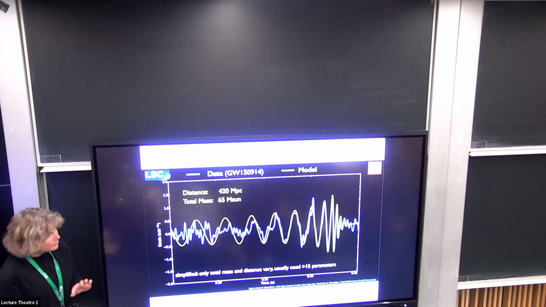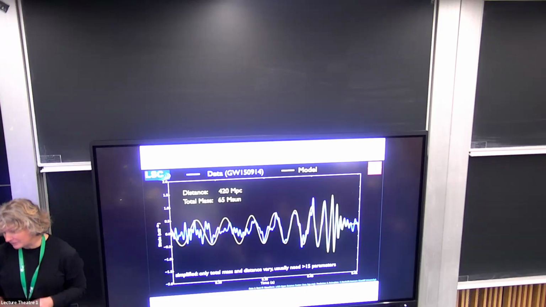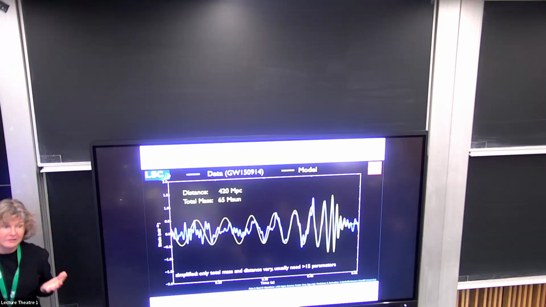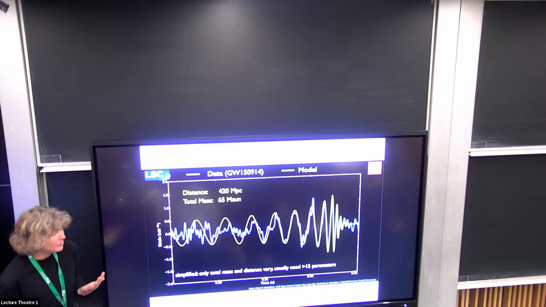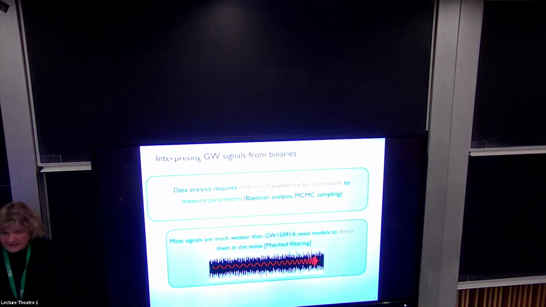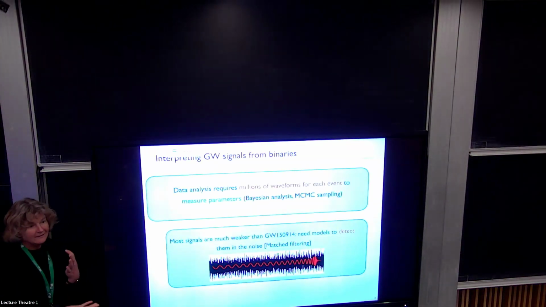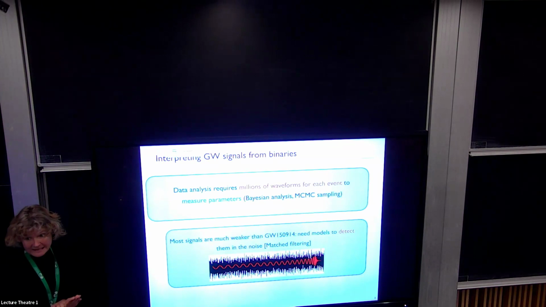So our interpretation really relies on having good theoretical models, because if the model is not accurate or missing some effects, then our interpretation will be biased. And for the data analysis, it's of course much more complicated. One doesn't sit and compare visually. It's a full Bayesian analysis based on some specific criterion of how well the model matches the data.